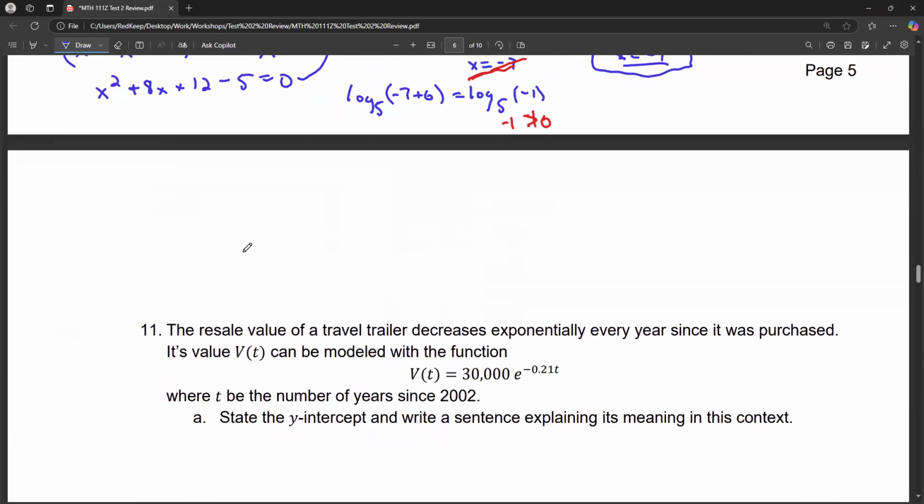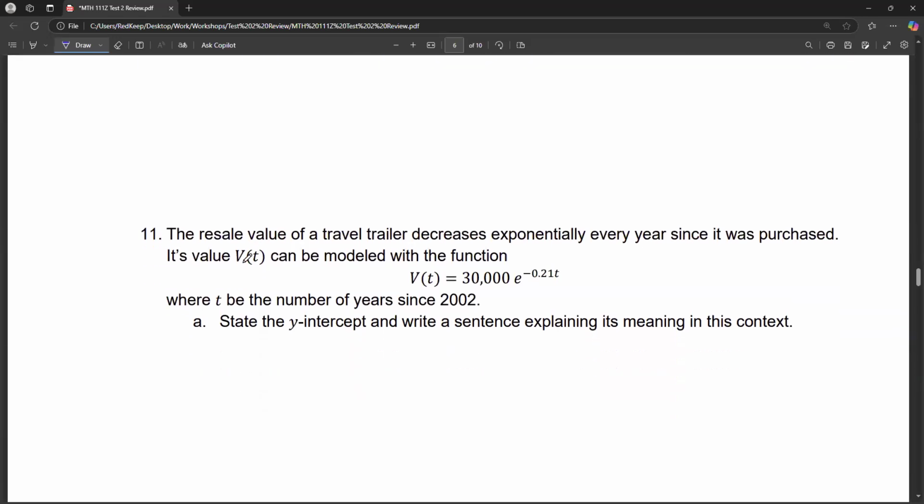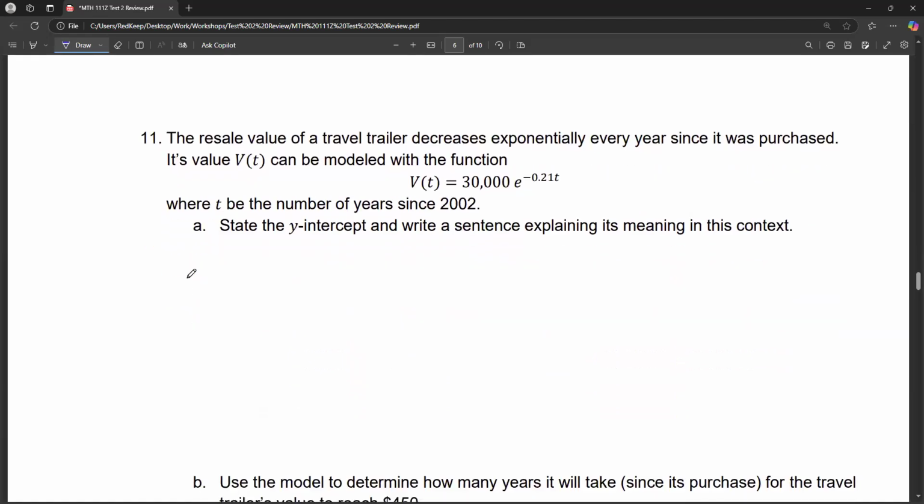Okay, moving on to question 11, kind of getting into the word problem section. So you can read this. The resale value of a travel trailer decreases exponentially every year since it was purchased. They give us this function for the model of this. V(t) is the value at time t, where t is the number of years since 2002.